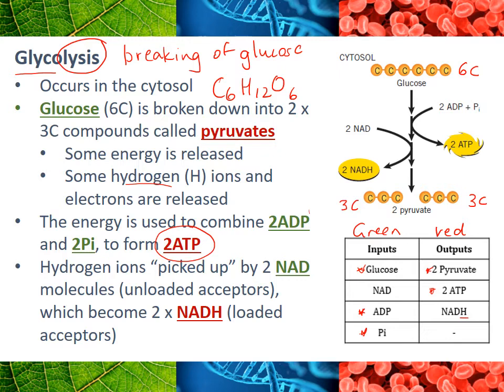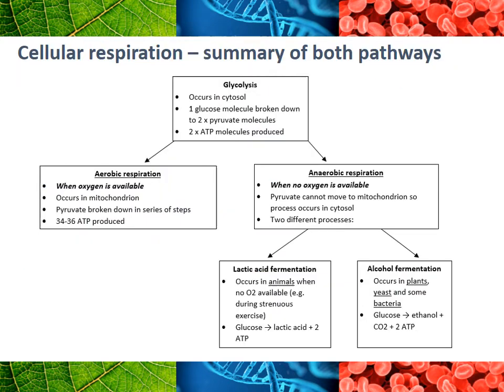So the key take home from the process of glycolysis is that our glucose gets broken into molecules called pyruvates, and in this process 2 ATP are made. You need to know how many ATP are made in each section of respiration. So 2 are made during glycolysis.